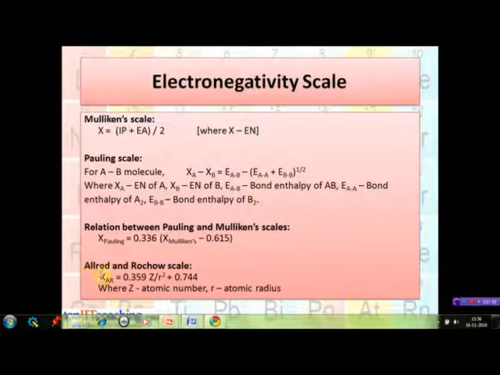The third important scale is the Allred and Rochow scale, according to which Chi AR, that is electronegativity on the Allred and Rochow scale, is equal to 0.359 Z divided by R square plus 0.744, where Z is the atomic number of the element and R is the atomic radius.